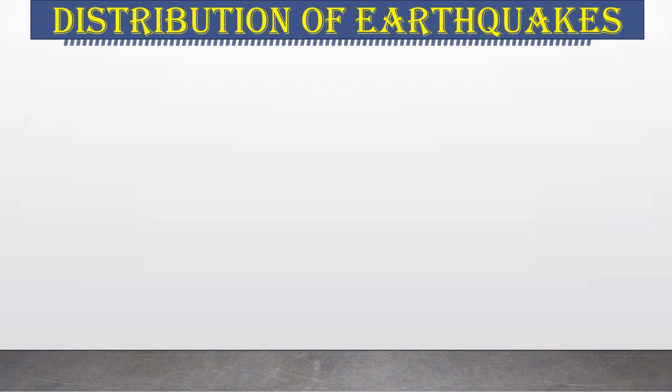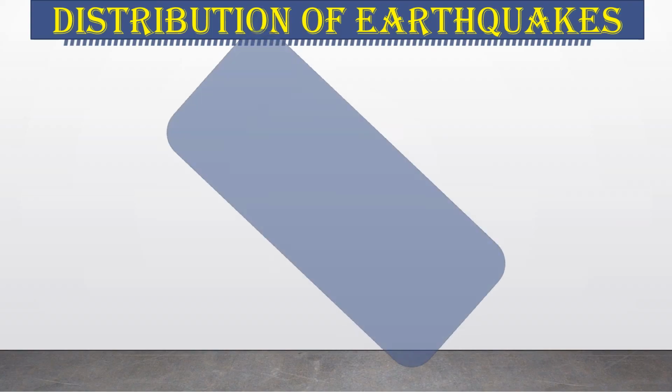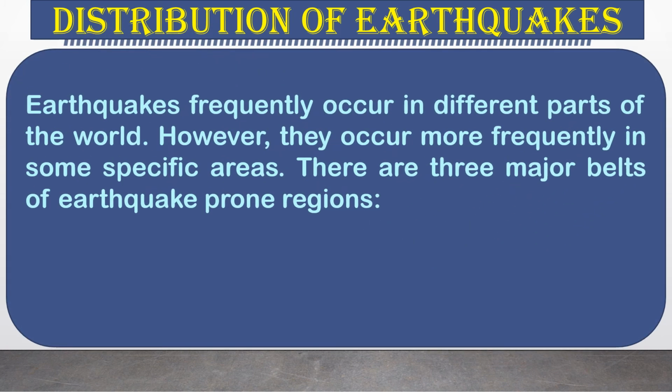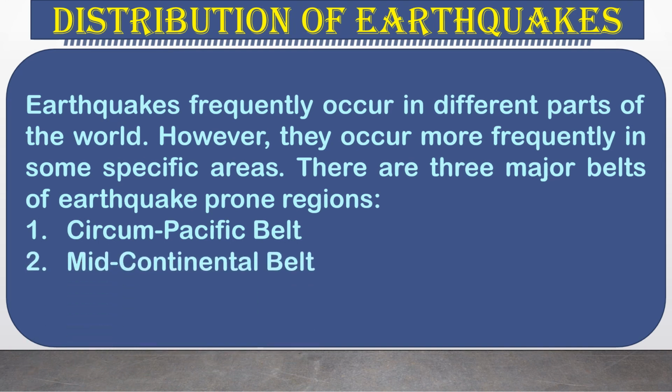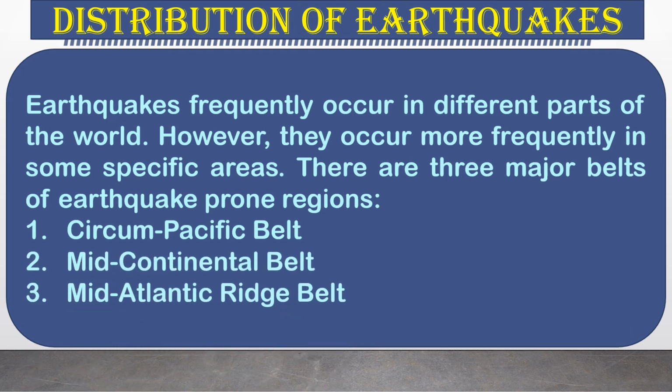Next is the distribution of earthquakes. Earthquakes occur frequently in different parts of the world. However, they occur more frequently in some specific areas. There are three major belts of earthquakes. We have done belts in volcanoes also, and the same happens in earthquakes. First is the circum-Pacific belt, then the mid-continental belt, and third is the mid-Atlantic.